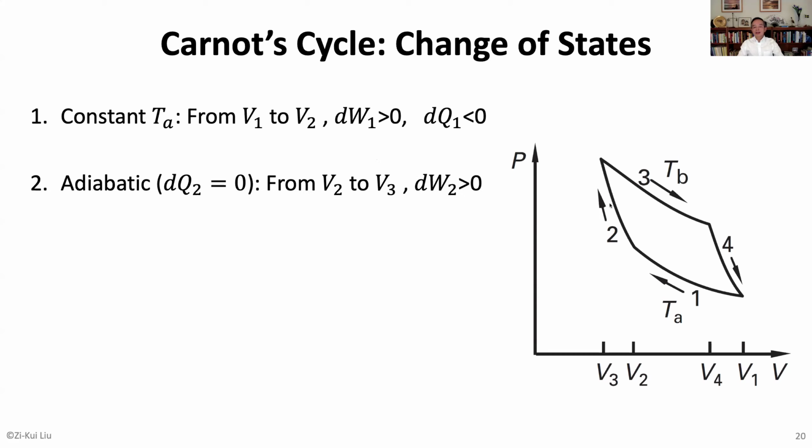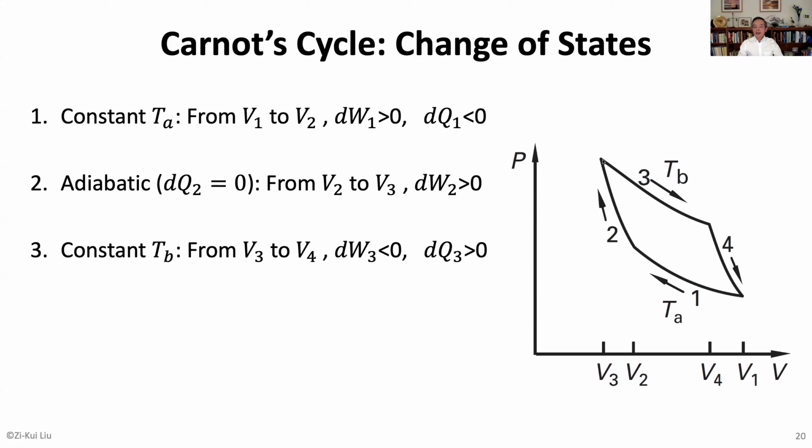The second process is here. The volume changes from V2 to V3. And the work is from the surroundings to the system, so it's positive, but no heat. It's an adiabatic process.